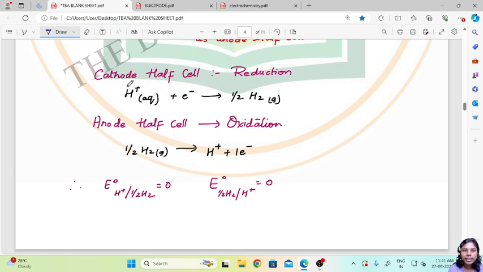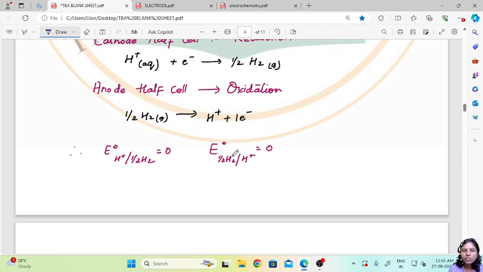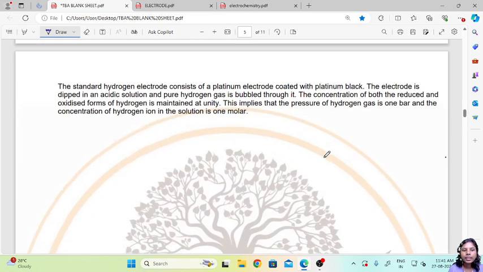So H plus, that is a proton, it will gain one electron and it will become H2, correct? So H2 is a pure gas, so it will go out as a gas. Then at the anode what will happen? Oxidation. So what it will do? It will give away its one electron which it has and it will become a proton. Now in both the cases, when you try to measure the potential which is present, it is coming to be zero in oxidation as well as reduction.